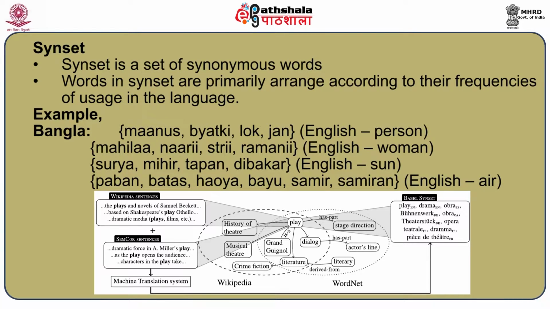A synset is the set of synonymous words. For example, words like Vidyalaya, Pathshala, school represent the concept of a school as an educational institution. The words in the synset are primarily arranged according to their frequency of usage in the respective languages. Some examples from the concerned languages are as follows: Bangla, Manus, Bekti, Lok, Jon; Mohila, Nari, Stri, Ramoni; Surjo, Mihir, Topon, Dinkal, Dibakar; Pabon, Batas, Hawa, Bayu, Somir, Samiran for air.